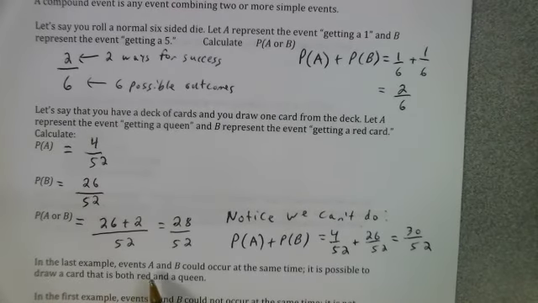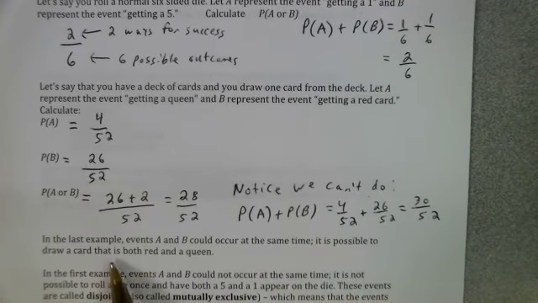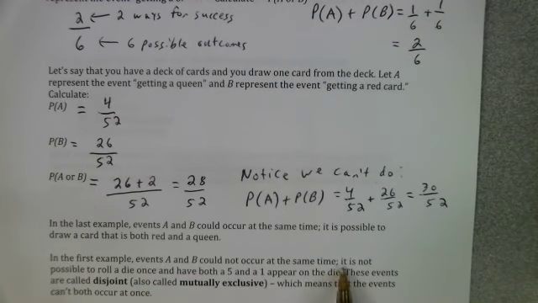So, in the last example, events A and B could occur at the same time. It is possible to draw a card that is both red and a queen. In the first example, events A and B could not occur at the same time. It is not possible to roll a die once and have both a 5 and a 1 appear on the die. If you roll a die once, you can't have both a 1 and a 5. It's impossible.